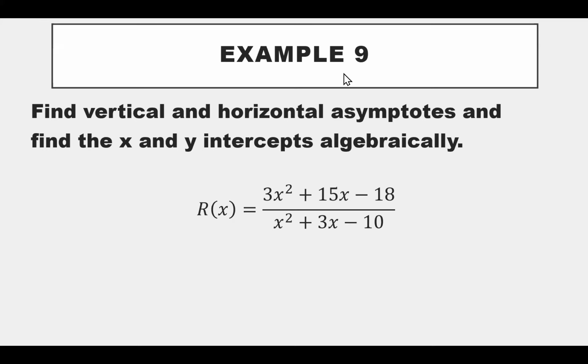Let's do one last example with a new rational function. We're going to find the vertical and horizontal asymptotes of this rational function, and then also find the x and y intercepts algebraically. So we're going to do all of the types of problems that we did algebraically. Here we have r of x. We have a quadratic divided by a quadratic. If you want to try this on your own, push pause on the video and try this on your own. In a couple of seconds, I'll show you how it is done.